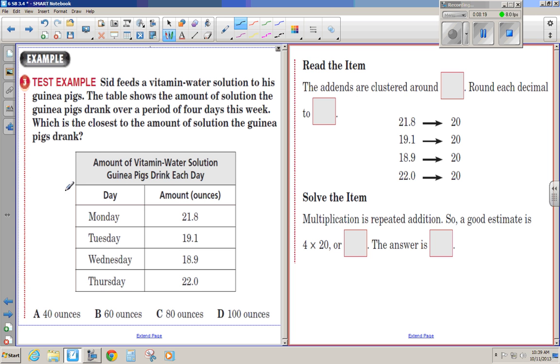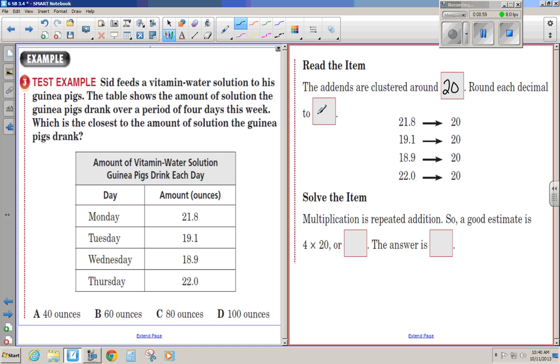So if you take a look here, here are some numbers. The amount of vitamin water solution a guinea pig drinks each day. Sid is feeding this vitamin water solution to a guinea pig. The table shows the amount of solution the guinea pig drank over a period of 4 days. Which is the closest amount of solution the guinea pig drank? So we're going to be clustering. 21.8, 19.1, 18.9, 22.0. These are all clustered near the number 20.